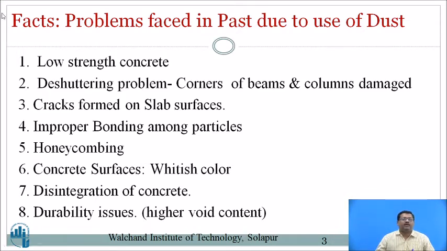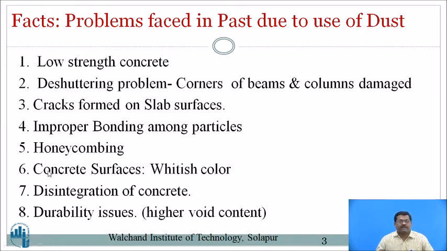What are the issues? Low strength concrete. Second, de-shuttering problems, meaning that during de-shuttering, corners of the beams and columns are damaged. Third is cracks formed on slab surfaces, which is the issue on the second day after casting of the slab. Fourth, improper bonding among particles. Fifth is honeycombing. Honeycombing is increasing because of the use of crushed sand with higher content of dust.